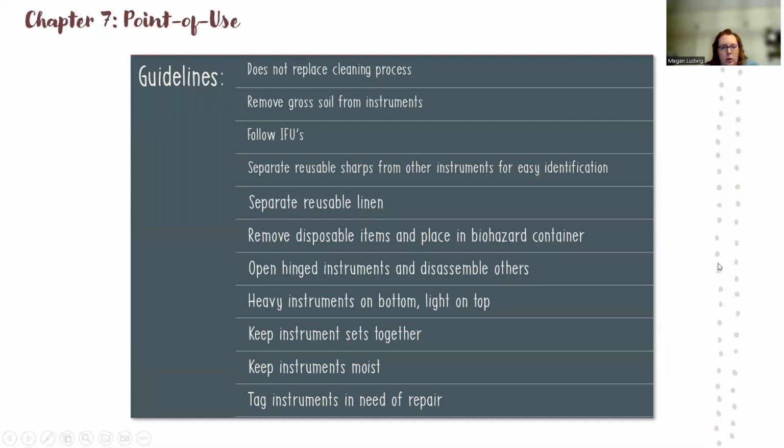So here are some guidelines for point of use. It isn't necessarily a replacement to the cleaning process.